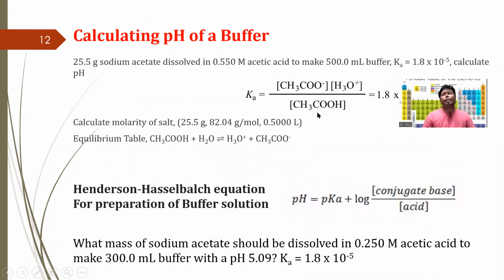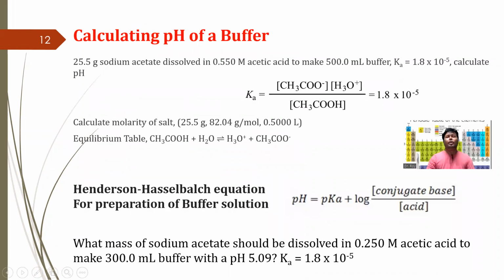Calculating the pH of a buffer. Now, how can we calculate the pH of a buffer solution? Already we have seen the Ka, or the acid dissociation constant, for a buffer solution we have prepared with acetic acid and the acetate ion. That means the weak acid and its conjugate base.